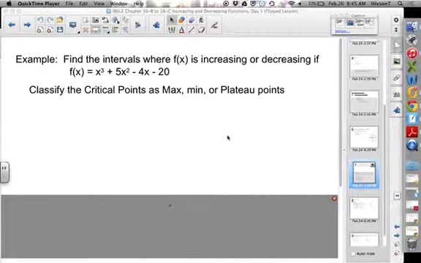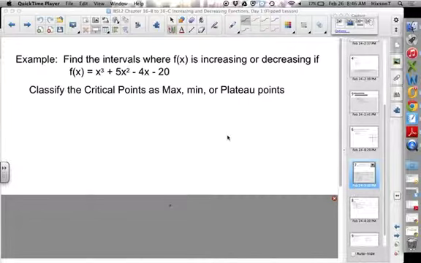Now, before we even get to the derivative portion, let's talk about what we would have done in the past if we were asked to sketch this. Because there are some features that we can identify even without using the derivative.